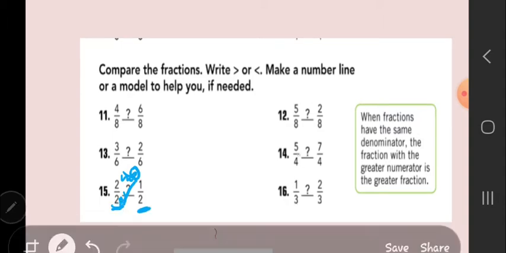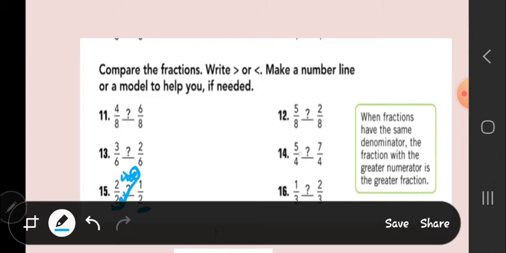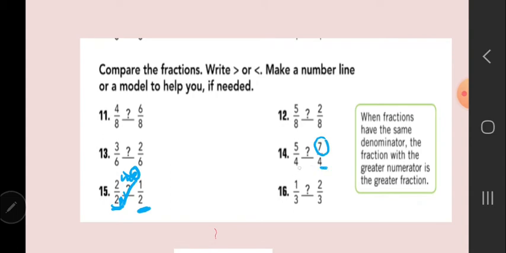Let's do this. 5/4 and 7/4. Who is greater? You look up because we have the same denominator. So the alligator would eat 7/4. Let's move to the problem solving.